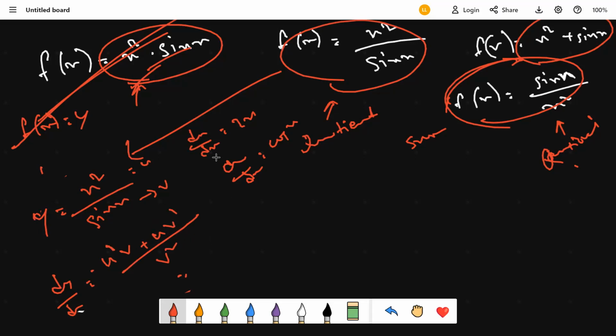So u prime means du by dx, which is 2x, into v, sine x, plus our u is x square, and v, sorry, this is not plus, this is going to be minus. I'm really sorry for that. Don't copy this mistake. Remember, this is a minus sign. There is always a minus sign in the quotient rule. And u is x square, v prime is cos x, divided by v square, which is our sine x whole square.